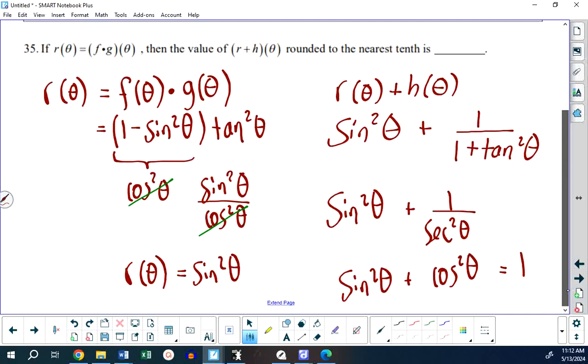Given all of this, find the value of r plus h of theta. 2 marks. So it's kind of like a proof in a way. It's not really a proof. Does that help though? Okay. So the answer would be 1.0 because it says to the nearest tenth.